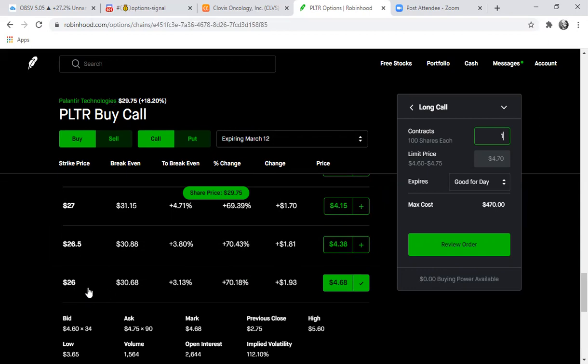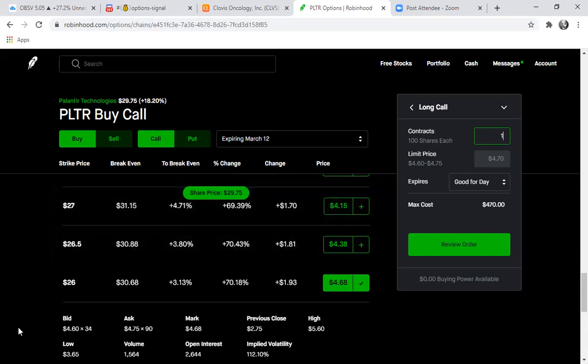We put in the strike price of $26. That's simple. I normally recommend you can do as many contracts as you want, but if you're new, I always recommend doing one contract. And there are cheaper contracts; you don't have to do this, it's just an example. So all you're doing is $470.